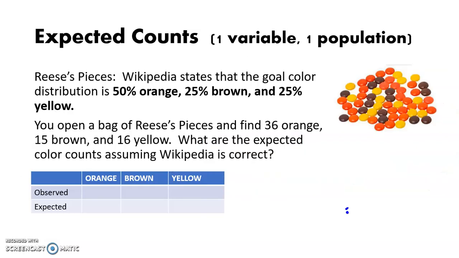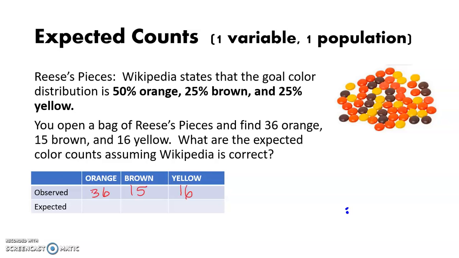Okay, so what about Reese's Pieces? Wikipedia states that the goal color distribution for Reese's Pieces is 50% orange, 25% brown, and 25% yellow. And this is from Wikipedia, so it has to be true, right? Maybe? Okay, so you open a bag of Reese's Pieces and you find 36 orange, 15 brown, and 16 yellow. So what are the expected counts, assuming that Wikipedia is correct?